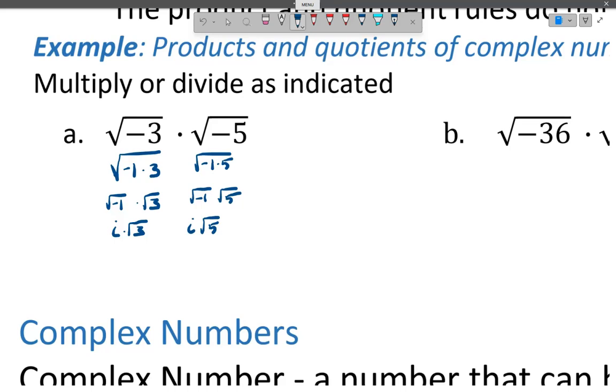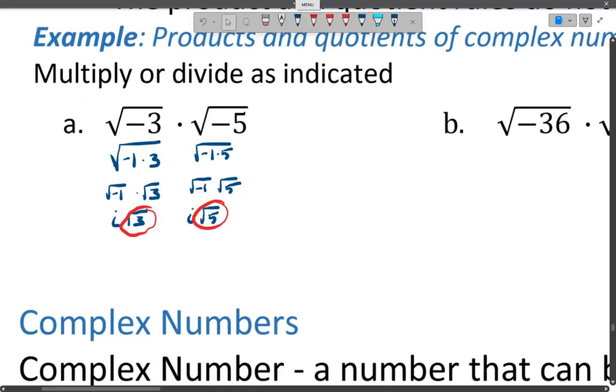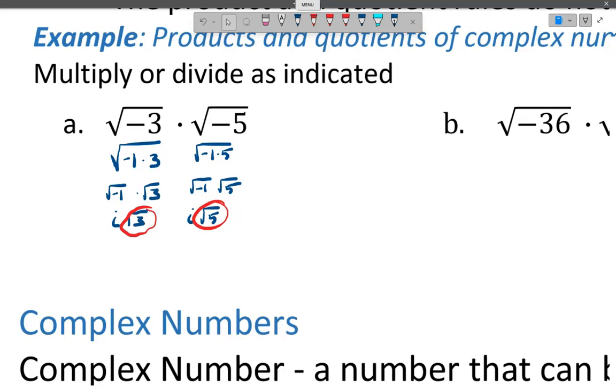arise out of it. So now I have i times the square root of 3 times i times the square root of 5. Okay? So we can multiply the radicals together, the square root of 3 times the square root of 5. 15? Oh, 15i squared. Or the square root of 15 times i squared. But that wouldn't turn into... i squared equals -1.